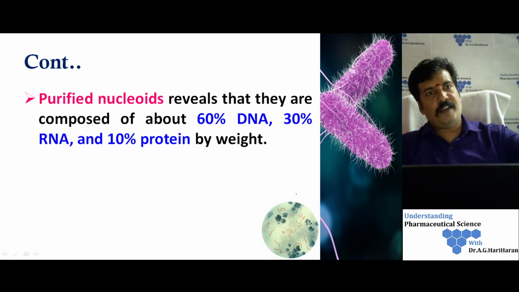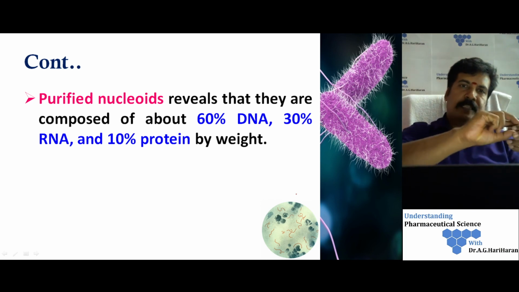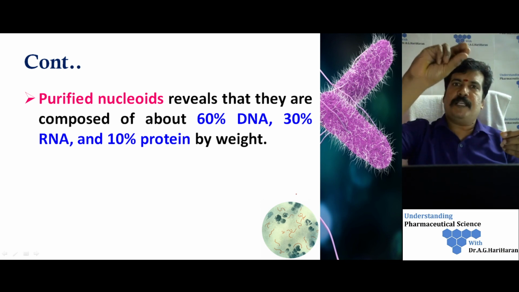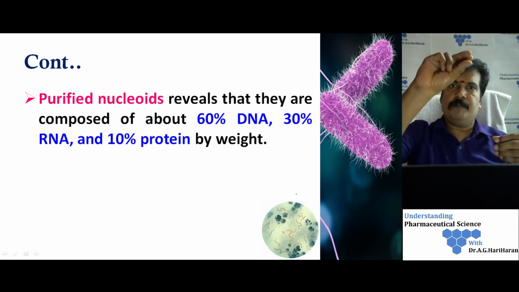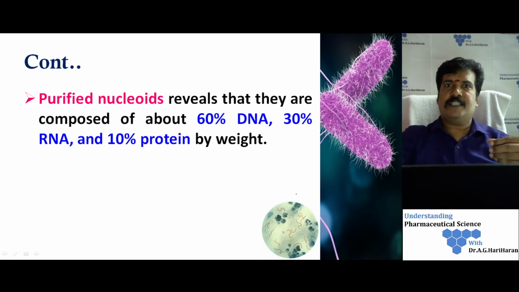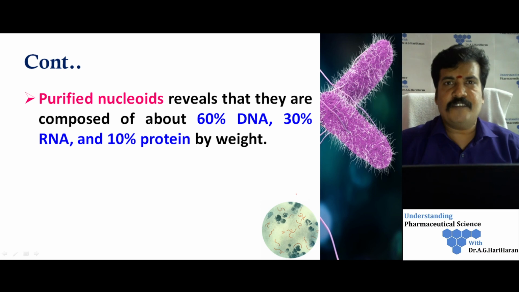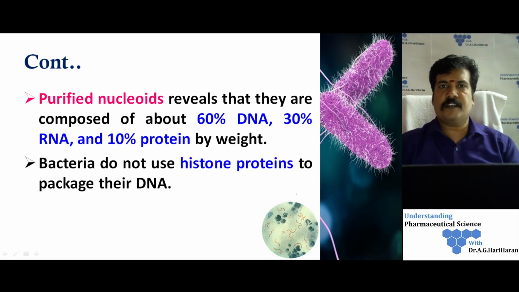That's why while I take out the nucleotide, at the same time transcription will be happening, so from DNA, RNA will be present. At the same time translation will also be happening, so the protein also will be present. That's why it reveals 60%, 30%, and 10% protein.